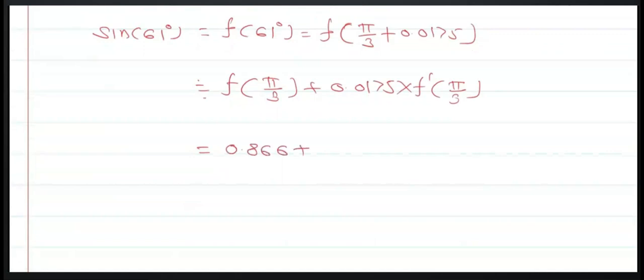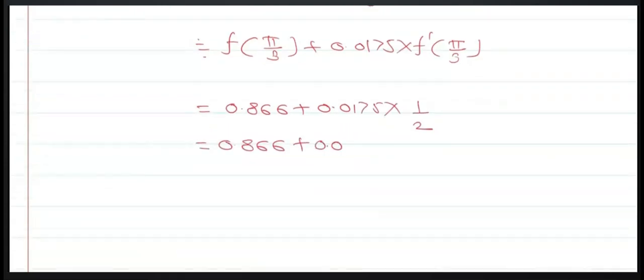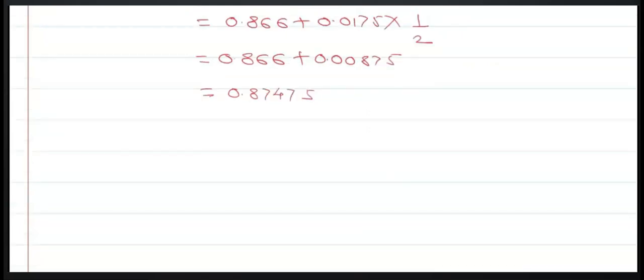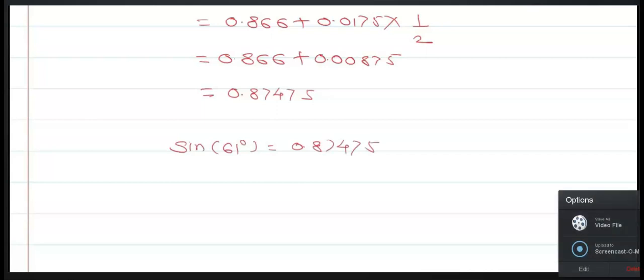It is 0.866 plus 0.0175 into 1 upon 2. That was 0.866 plus 0.00875. If you add it, then you will get 0.87475. This is for 61 degree. Sine of 61 degree is equal to 0.87475.